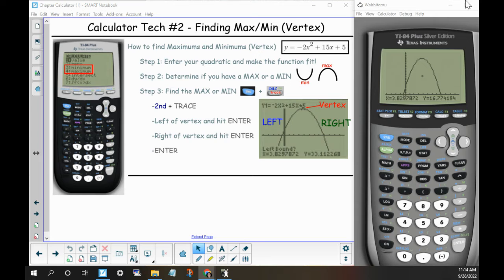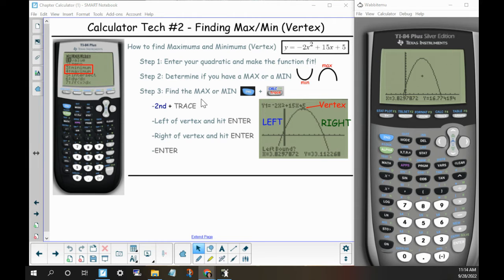So now we want to determine if you have a maximum or minimum. Let's look up here on the board. It's a minimum if it looks like a U. It's a maximum if it looks like the opposite way. So is this a maximum or minimum? It is a maximum.